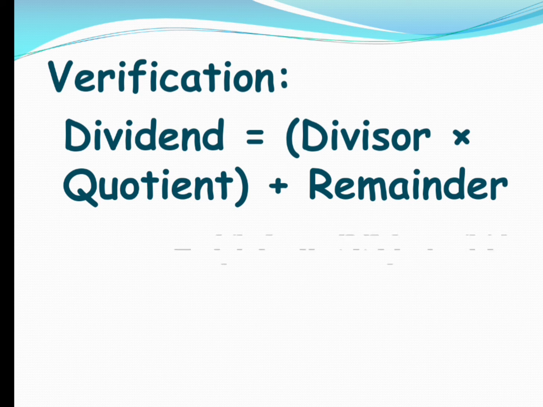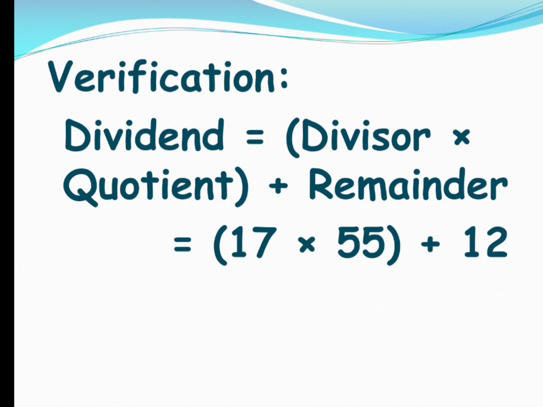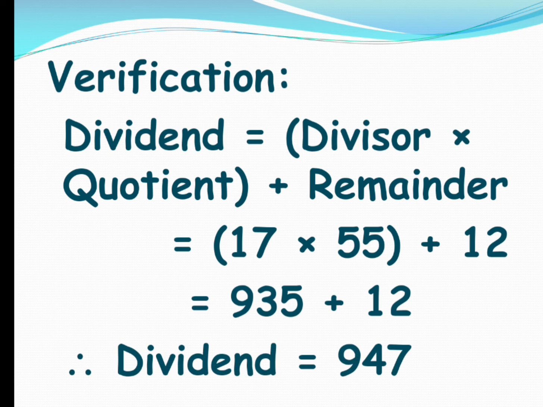So here divisor is 17 and quotient is 55 and remainder you got 12. So 17 into 55 you have to do, use your working column, that is the plain side of the paper, and you can write it down. When you multiply it becomes 935 plus 12, if you add you will get the answer as 947, which is nothing but our dividend.